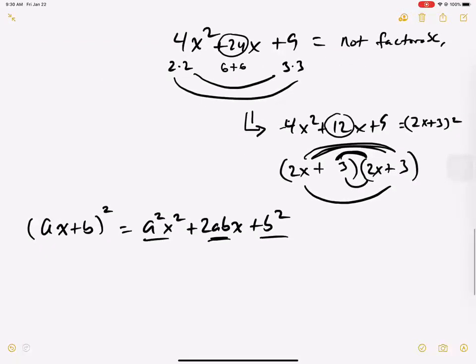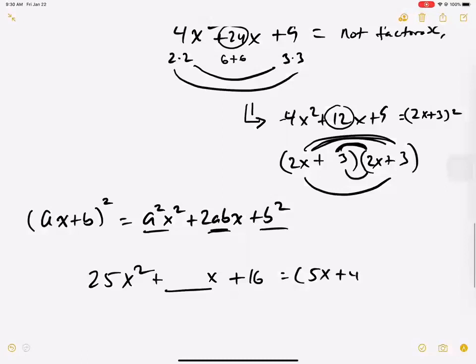Okay, so let me give you guys another one. This one's a little larger. 25x squared. So we know that's a perfect square in the front. I'm going to give you guys a 16 in the back. Okay. Now, what do you think this middle term would have to be if this was factorable?